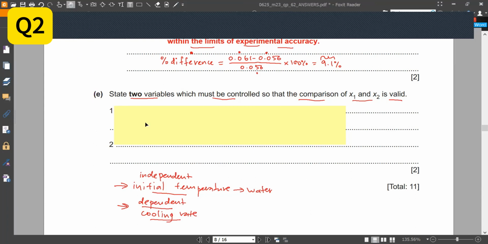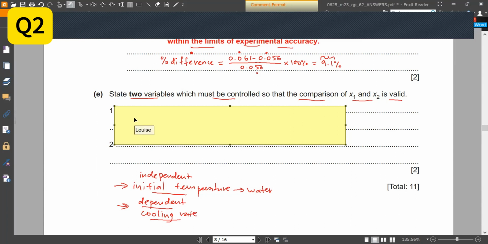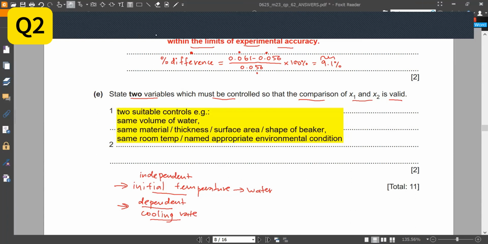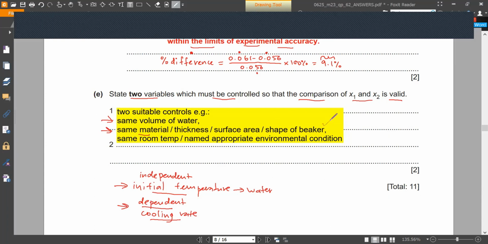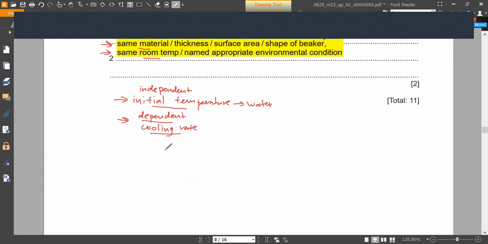So which means everything else we need to keep constant. So for example, we must use the same volume of water, same beaker, same material, thickness, surface area, and shape, because this will affect the rate of cooling as well. Same room temperature. Yes, so these are the main things we need to keep constant.